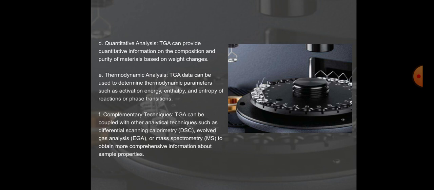Quantitative analysis. TGA can provide quantitative information on the composition and purity of materials based on weight changes. Thermodynamic analysis. TGA can be used to determine thermodynamic parameters such as activation energy, enthalpy, and entropy of reactions or phase transitions. Complementary technique. TGA can be coupled with other analytical techniques such as differential scanning calorimetry, evolved gas analysis, or spectrometry to obtain more comprehensive information about sample properties.